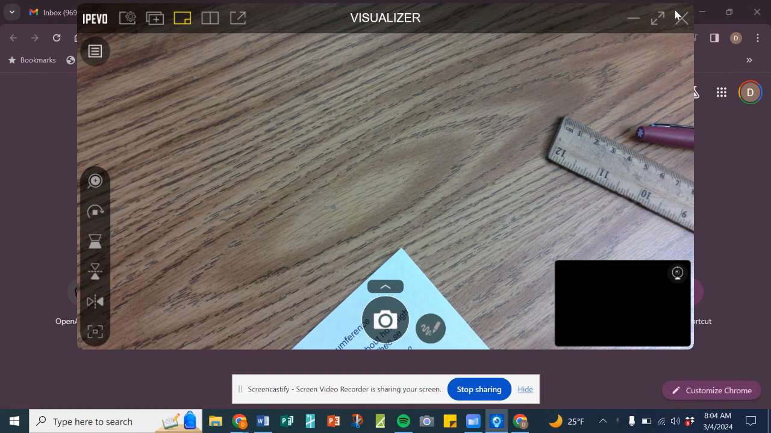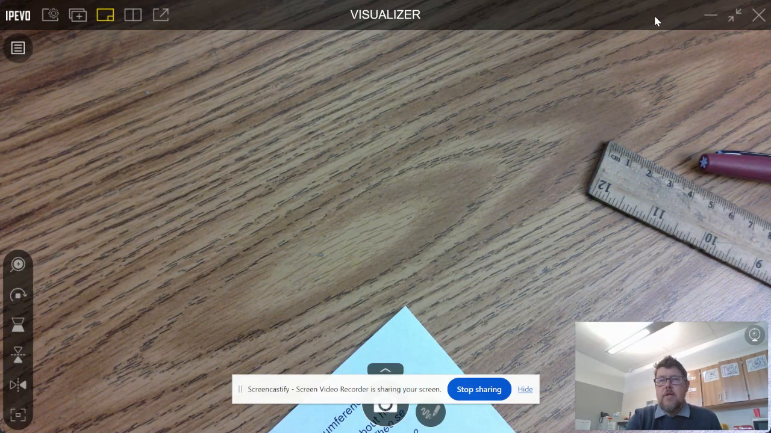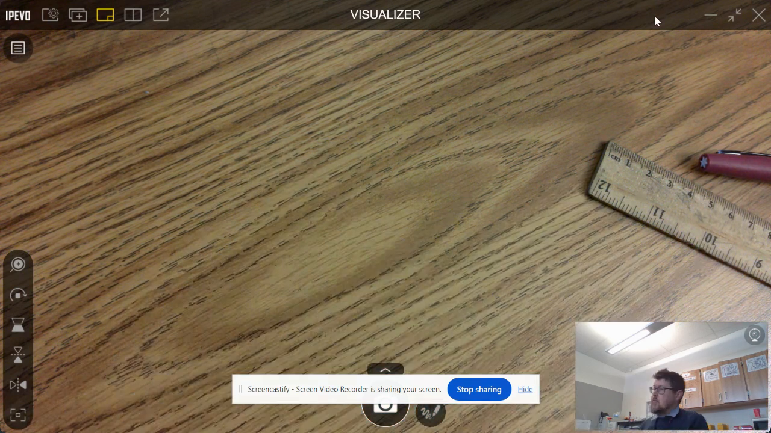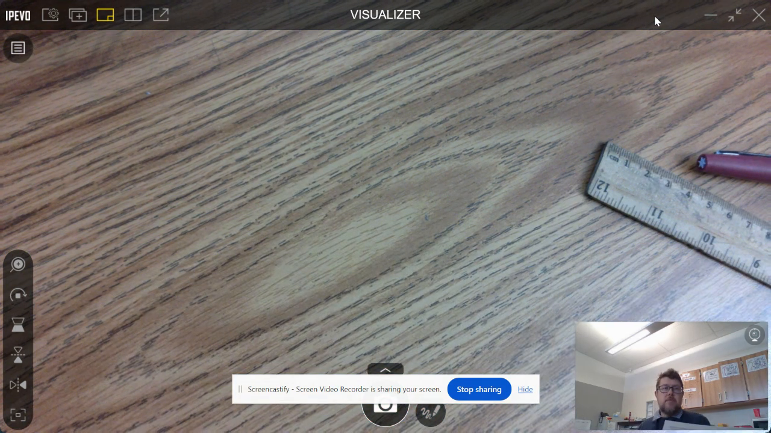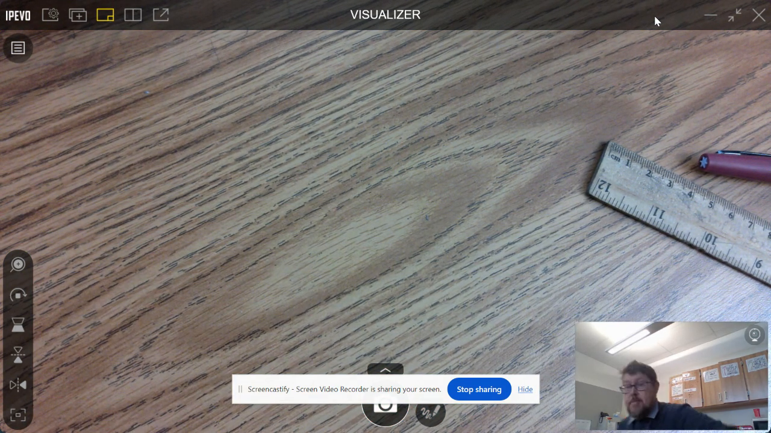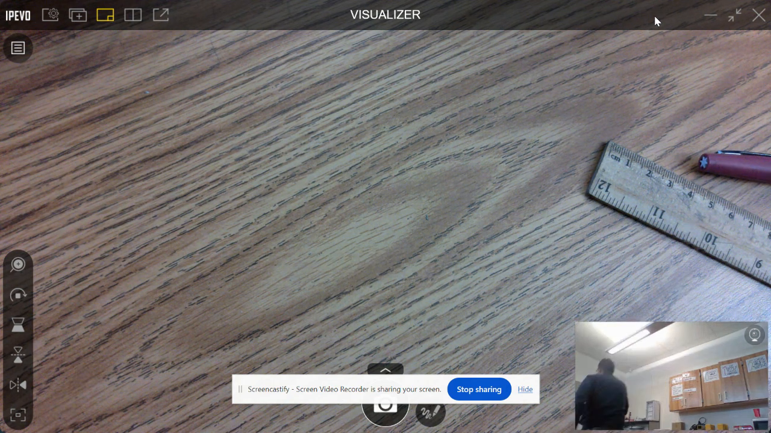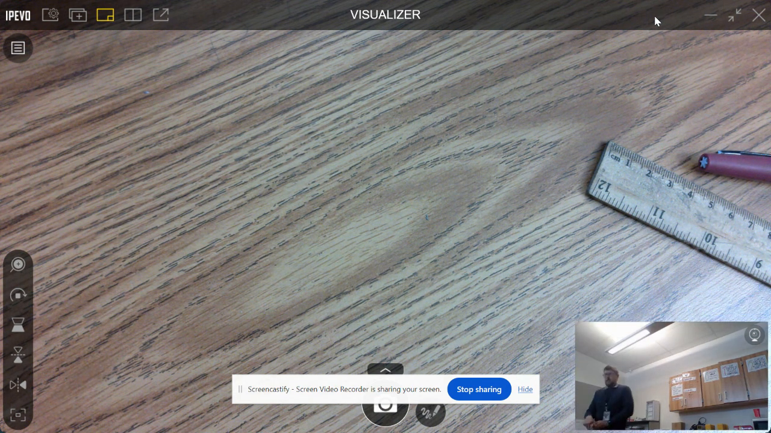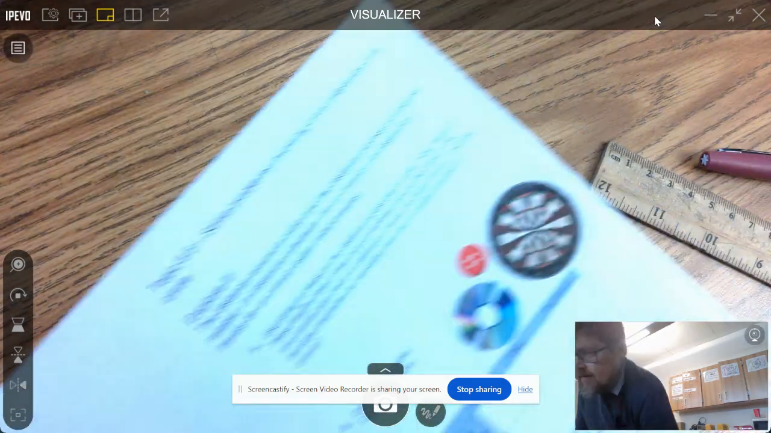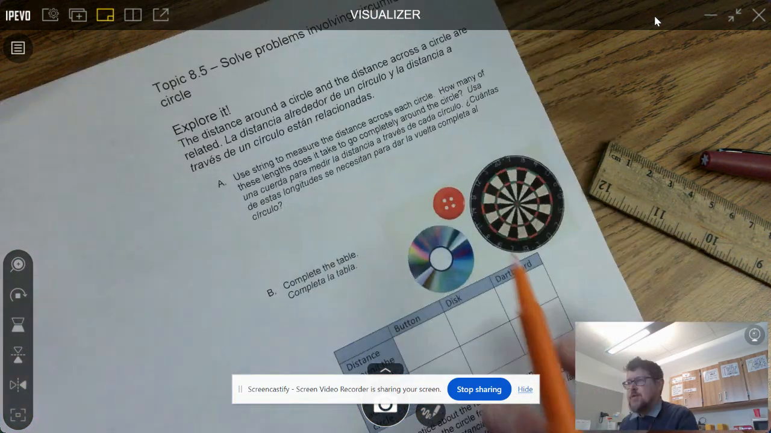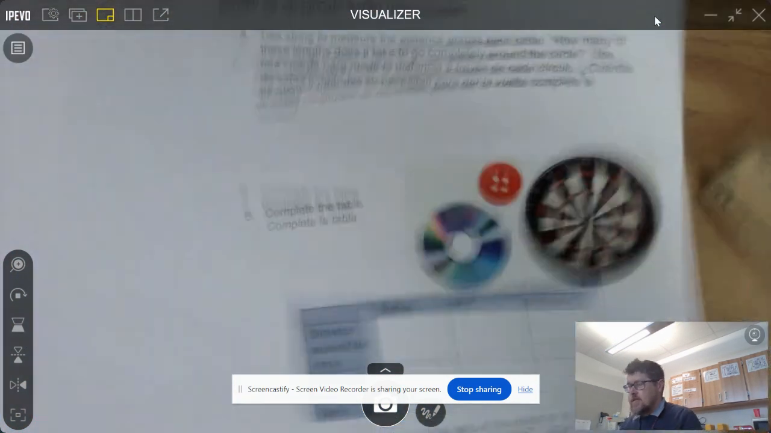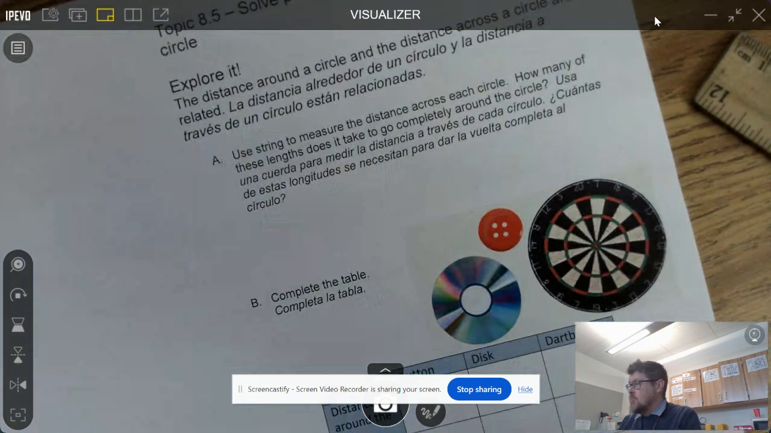Morning, guys. We're going on to 8.5, where we talk about, what do we talk about here? Solving problems involving the circumference of a circle. Let me get the paper here. Now, this is a fun one because it involves string. I know you guys don't have string, so just pay attention to the values that I put on here.